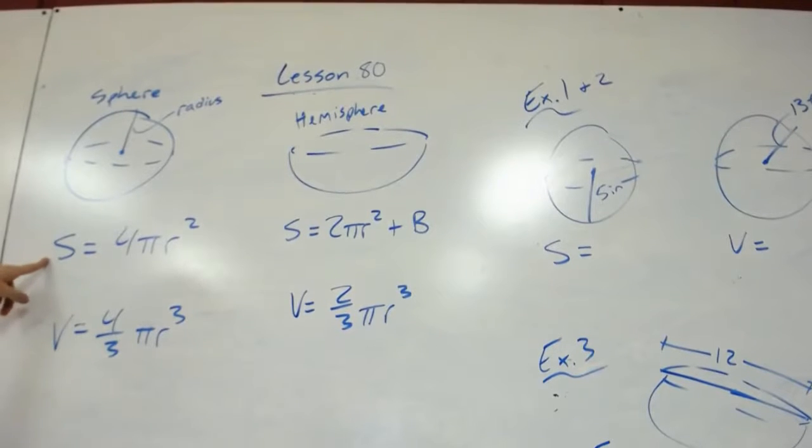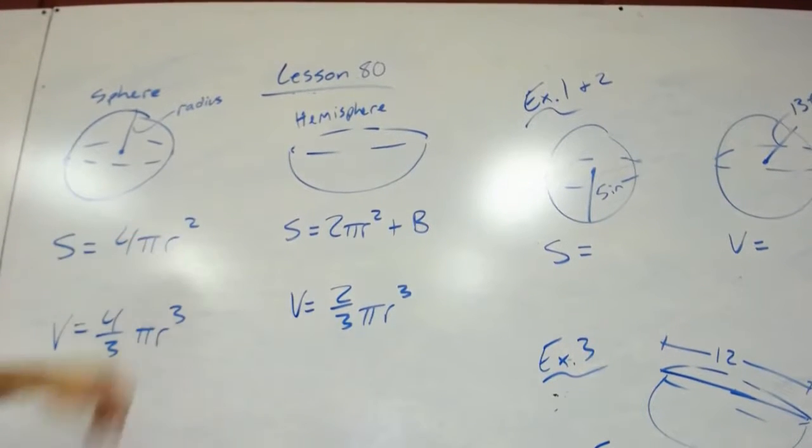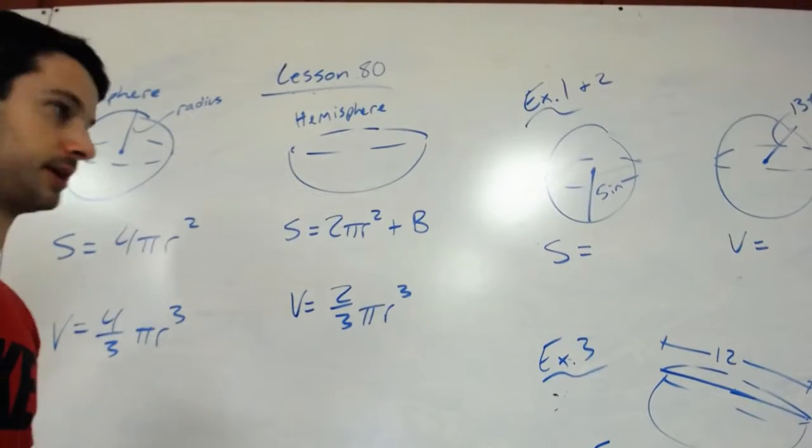S for surface area, like we've done in the past, V for volume. Formula for surface area is 4 times pi times radius squared. Volume is 4 over 3 times pi times radius cubed. So let's look at a couple of examples real quick.